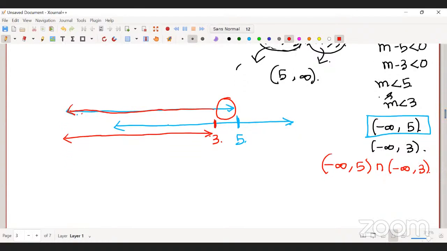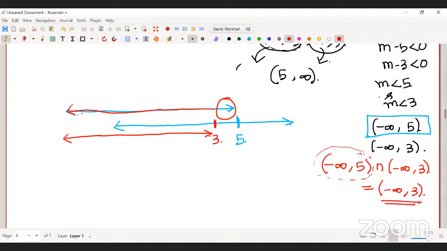If you see, 4 is here, but 4 is not there. That means certainly this cannot be the intersection. So this is your intersection, minus infinity to 3.